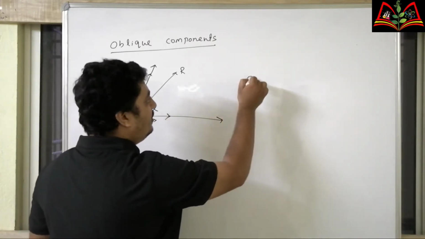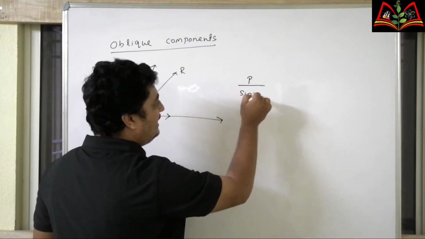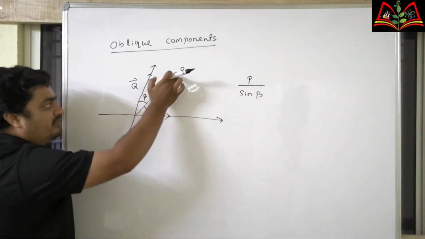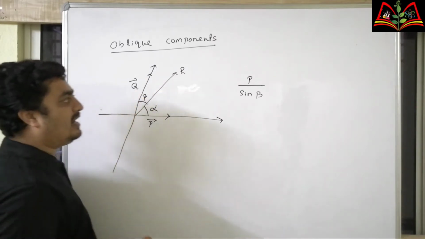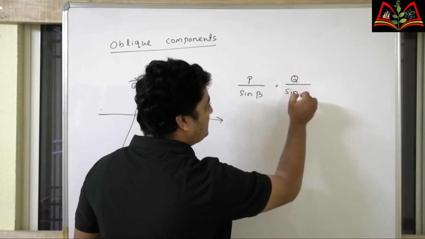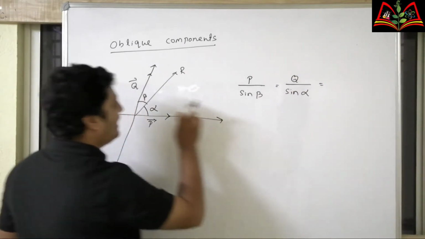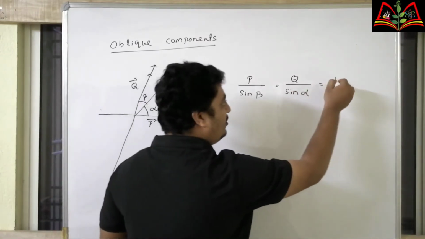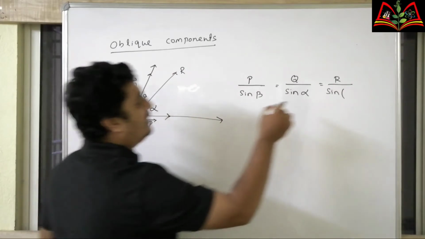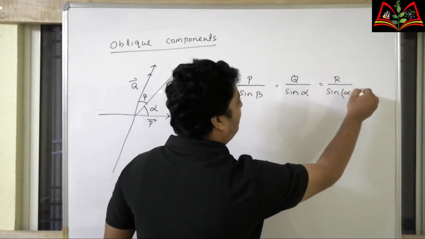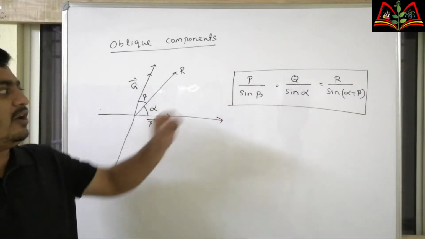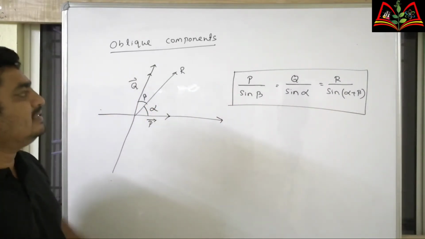Just remember P by sine beta. P is here. So, P divided by sine of the angle between R and Q equals Q divided by sine alpha. That is the angle between R and P, equals R divided by sine of the angle between P and Q, that is equal to alpha plus beta. So, using this formula we can obtain oblique components.